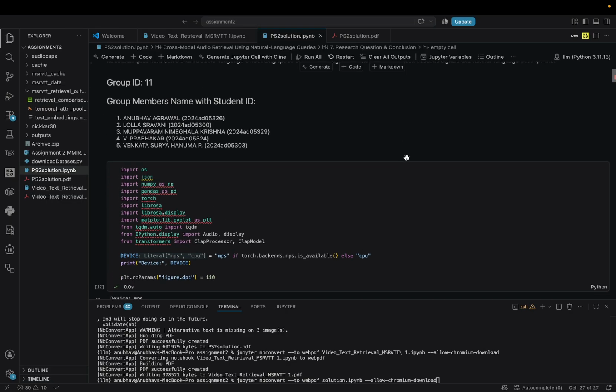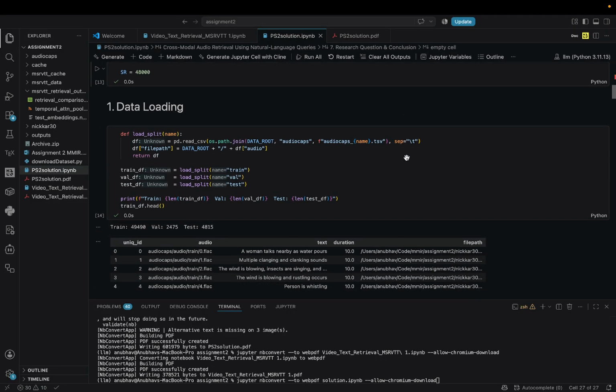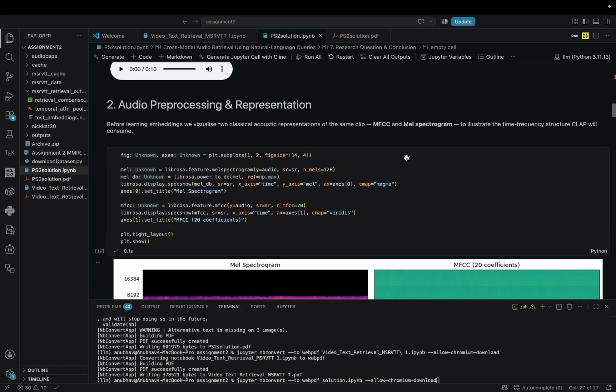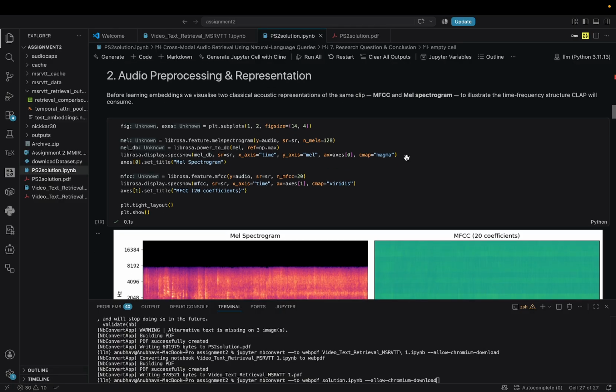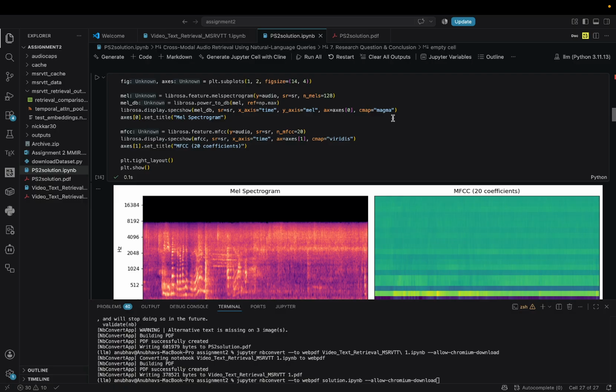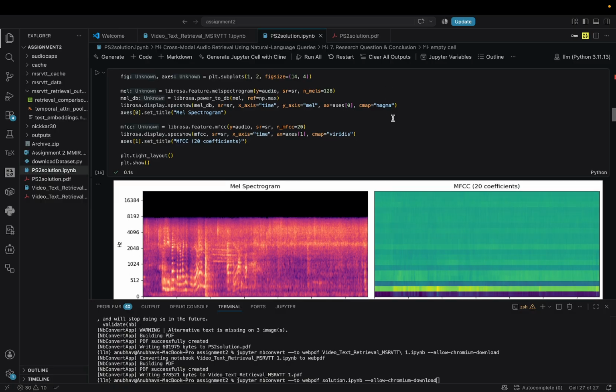We loaded it at 48 kilohertz using Librosa, and we used a model named LAION-CLAP. That's a multimodal model for representing audio and text in the same dimension space. We used a 512-dimension space for representing our audio and text together.